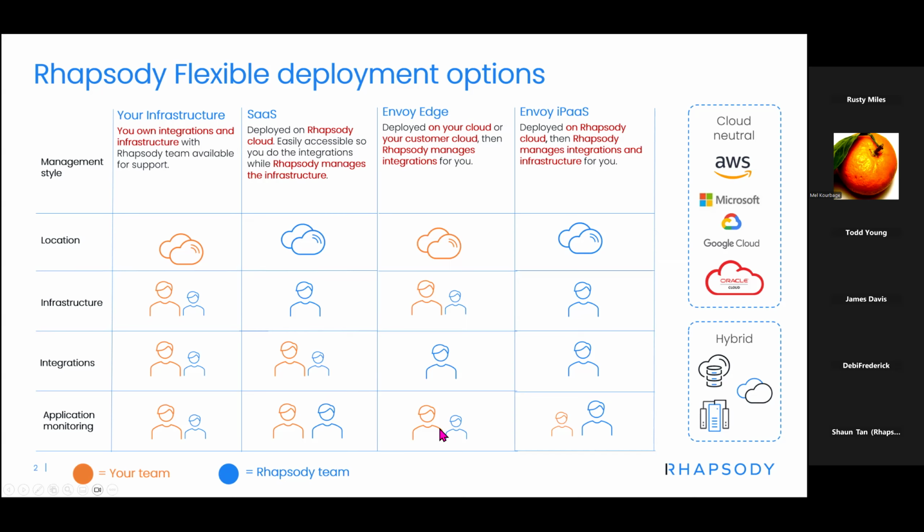So let's move on to the third one, and this is Envoy Edge. This is our newest deployment. This is a lot like a SaaS model, except we are really deploying on your cloud or even your customer's cloud, and then we're managing your integrations. So again, it's all about the customer here and their deployment option. Infrastructure is being managed by the customer, and we're helping support that from afar. But we are doing the integrations. So if you want to be able to connect to your third parties, and we can help you connect there easily, then that is where we can step in and manage that model.